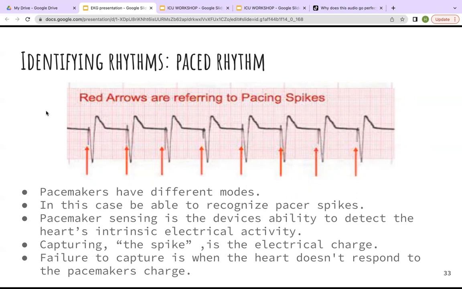Now, capturing is the spike. When you hear the term capturing, it's talking about the charge that's being administered from the pacemaker. Failure to capture is when the heart doesn't respond to the pacemaker's charge. For example, if I were to see one of these pacing spikes, but it didn't follow with these lines right here, it was still just straight, that would mean it was failure to capture. The heart is not responding to the pacemaker's charge.